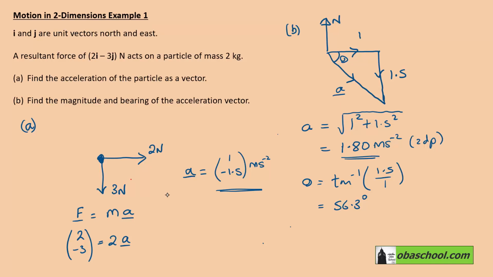And so the bearing, remember, is clockwise from north, so we need to add 90 degrees to that. So the bearing is going to be 146.3 degrees.